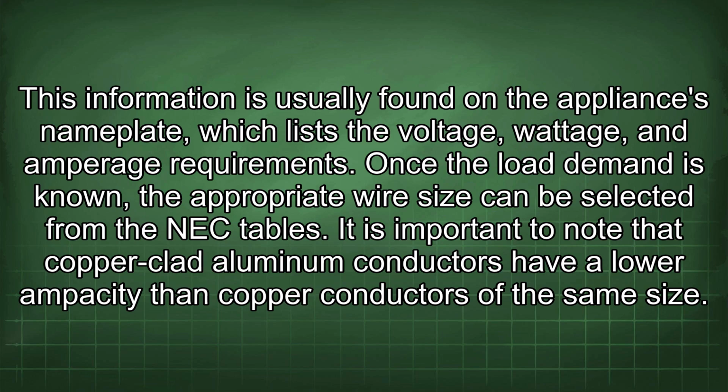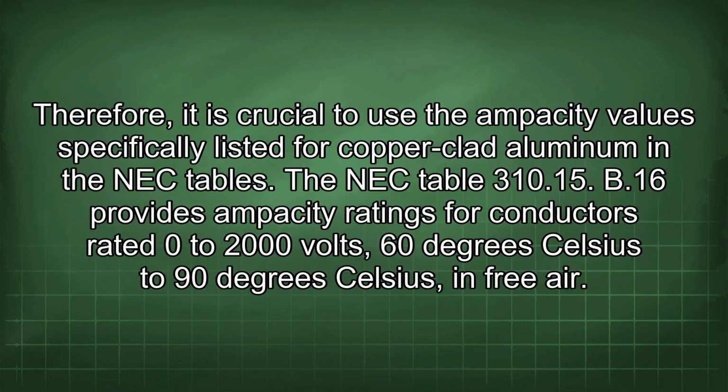It is important to note that copper-clad aluminum conductors have a lower ampacity than copper conductors of the same size. Therefore, it is crucial to use the ampacity values specifically listed for copper-clad aluminum in the NEC tables. NEC Table 310.15(B)(16) provides ampacity ratings for conductors rated 0 to 2000 volts, 60 degrees Celsius to 90 degrees Celsius in free air.